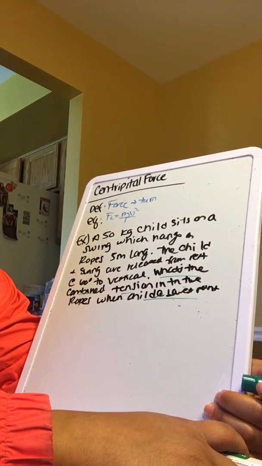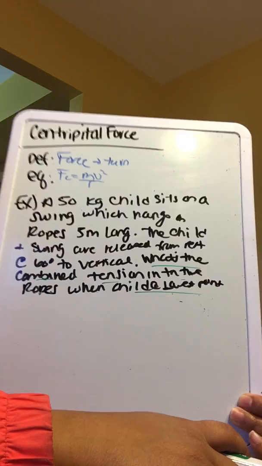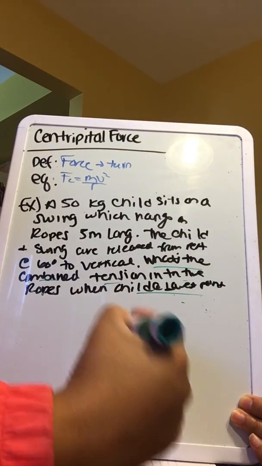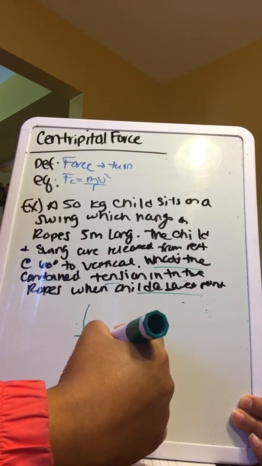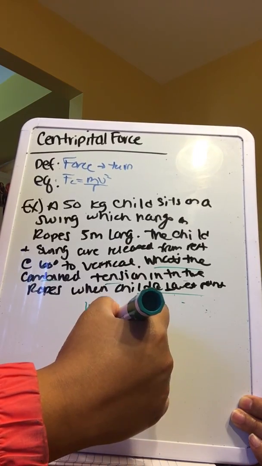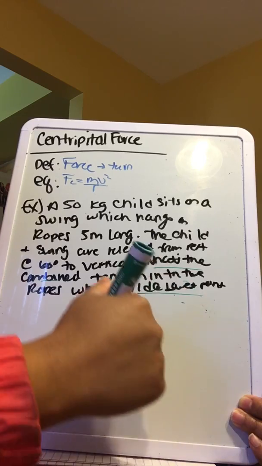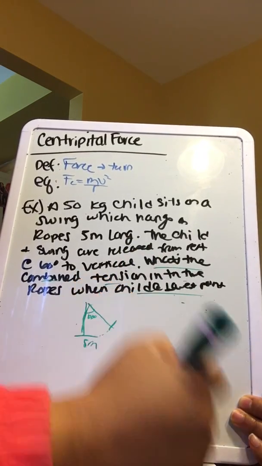What does it say? In the ropes when the child is at its lowest point. Sorry, I can't read my scribble. So let's just draw a picture. Here you have a swing with a rope 5 meters long. So the swing is swinging in a pendulum-like motion up here, and it's at 60 degrees to the vertical.